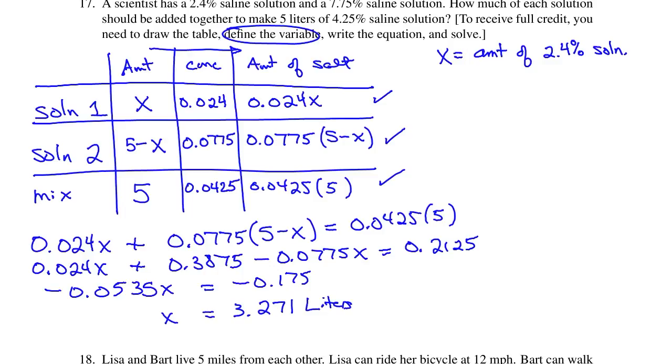So if x is the amount of the 2.4% solution, that means we need 3.271 liters of 2.4% solution. And then if you take 5 minus this 3.271, you get 1.729 liters of the second solution, which was the 7.75% solution.